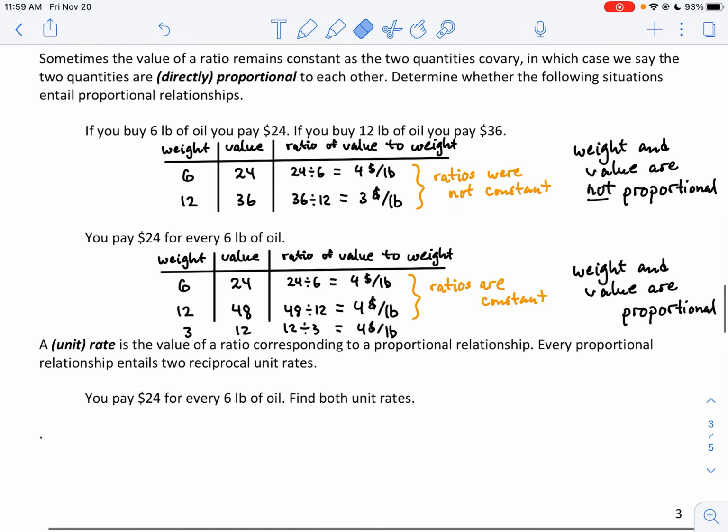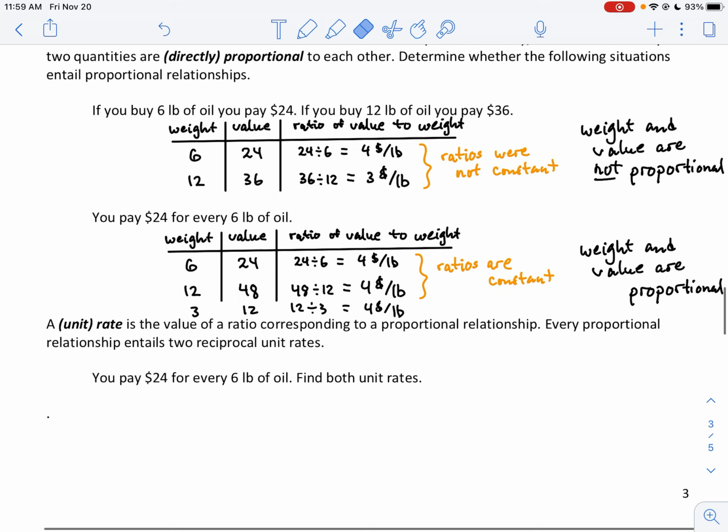So it just depends. Do you offer bulk discounts or not? If you offer bulk discounts, then you have two quantities that are not proportional. If you do not offer bulk discounts, you maintain the same price no matter how much you buy, then you would say that the weight and value are proportional.